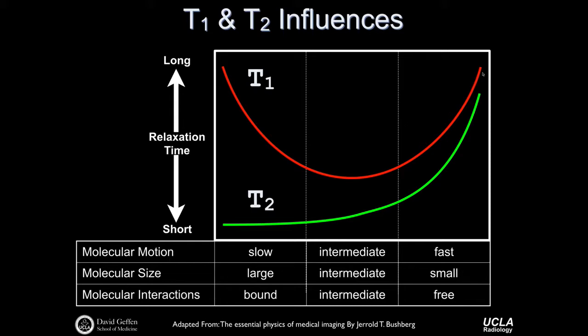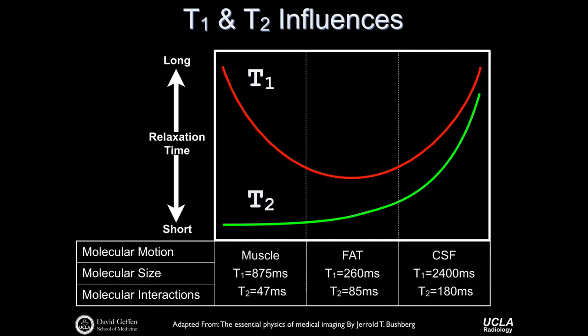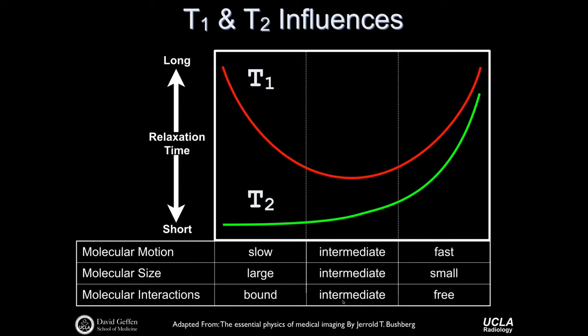And so this can be useful for linking back to the tissue table of T1 and T2 relaxation time constants that I provided before, probably best and easiest to understand through an example. On the left-hand side here, we could use muscle as a proxy, and we know the T1 to be relatively long and the T2 to be relatively short, and it's consistent with having relatively slow molecular motion, large molecular size when you think of the surrounding proteins and so forth, and the molecular interactions are relatively bound. This is a soft tissue, distinct, say, from a fluid.